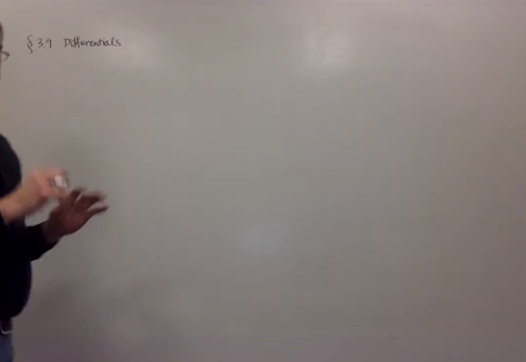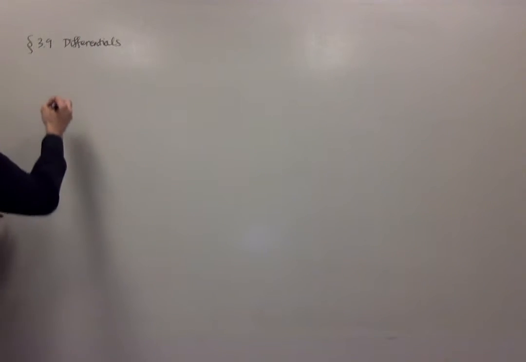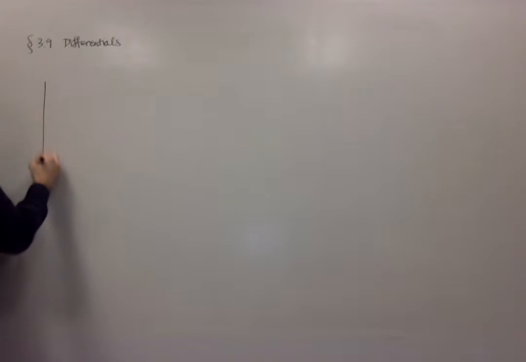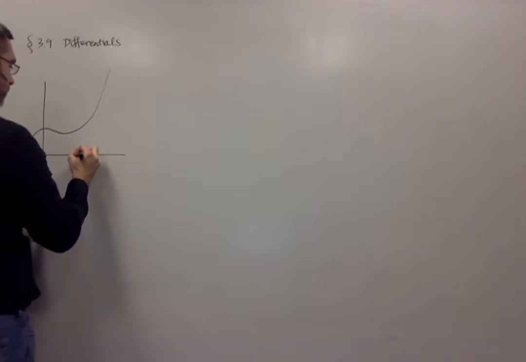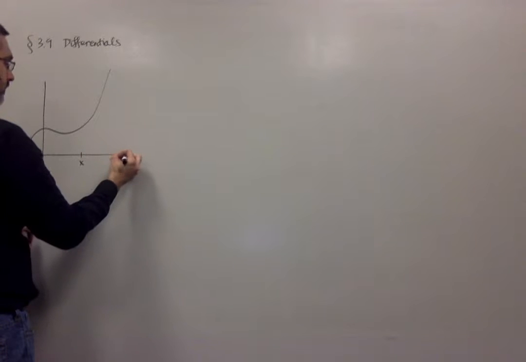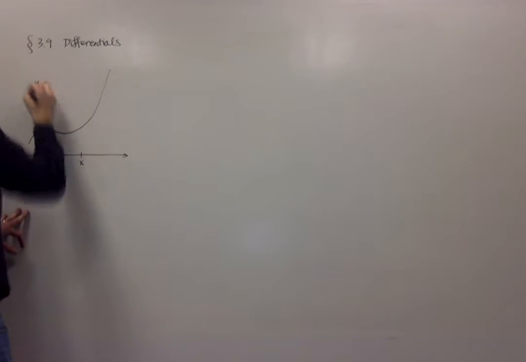So the other way that we can use tangent lines, the idea here actually has to do with measurements in science. So if I have some function, so y is a function of x. Here's y, here's x.